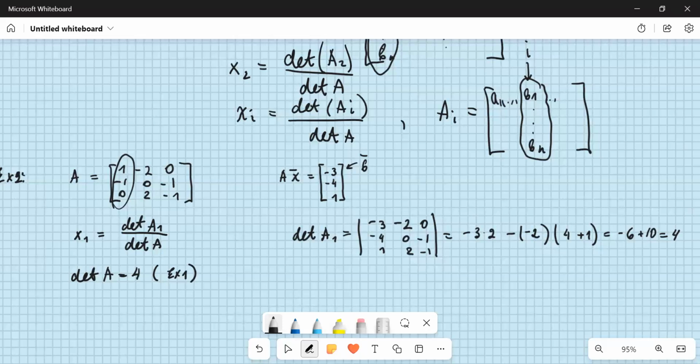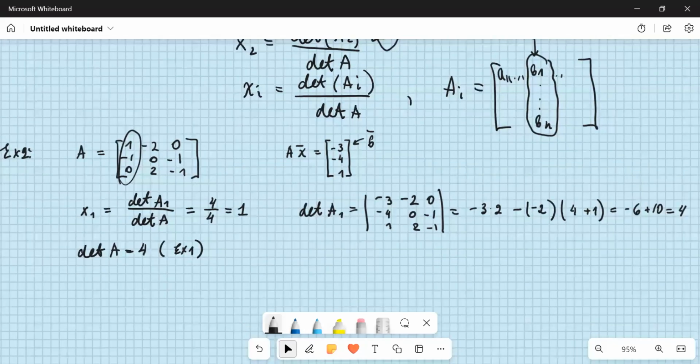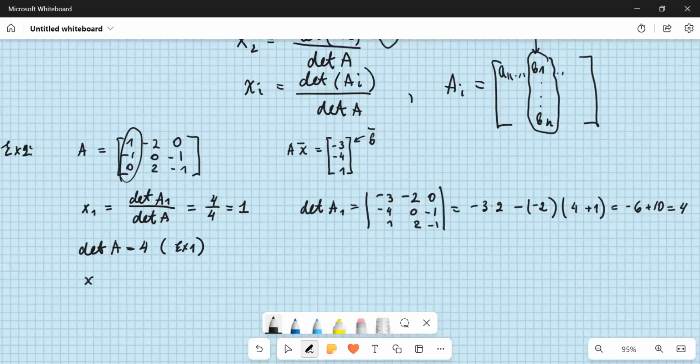Let's calculate some other elements. No, that's not the first element, actually. I just calculated determinant of matrix A. So I'm going to put 4 here as a determinant of matrix A1, and 4 here as a determinant of matrix A. And my first element is 1, actually. Okay, I'm going to calculate x3. So x3 is going to be determinant of A3 over determinant of A. Determinant of A3.